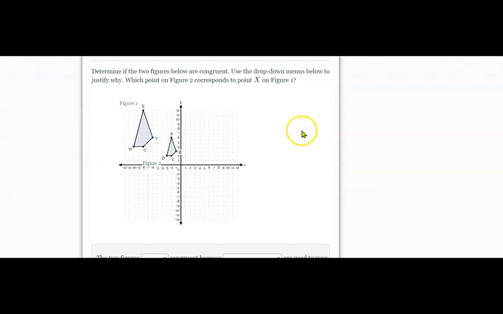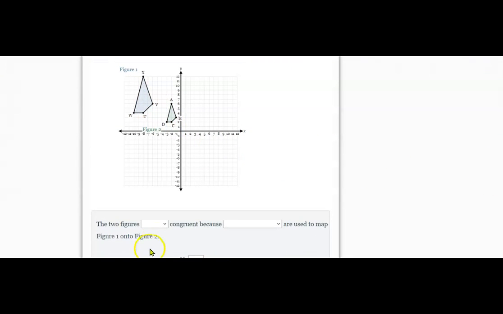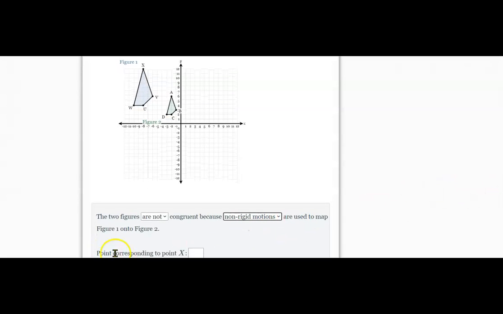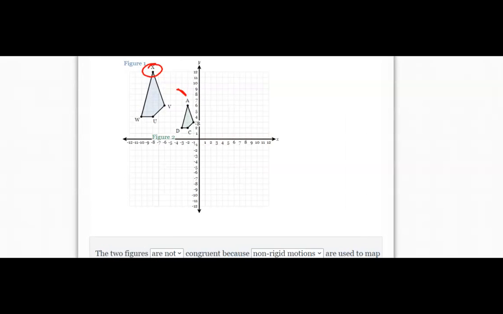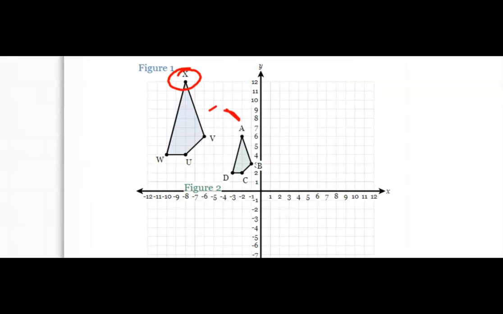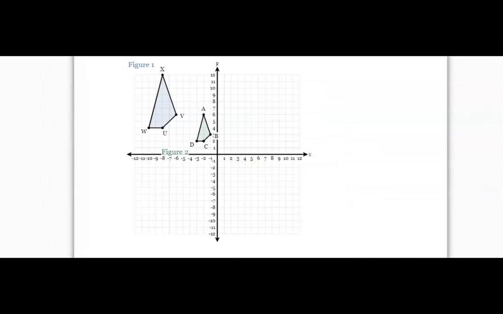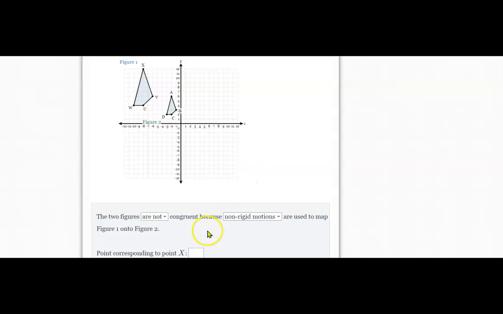I'll try one last time. Are these the same size? No. They're the same shape, but they're not the same size. So these are not congruent because a non-rigid motion was used. And now we need to answer the question about which point corresponds to X. Well, X is the topmost pointy part, and A is the topmost pointy part in the second one, right here. So that means X corresponds to A, and that's what you're going to type right here in the answer box.